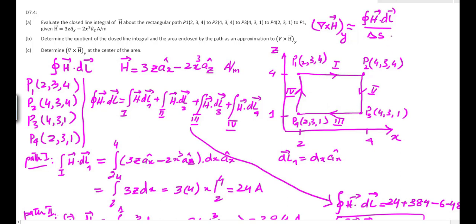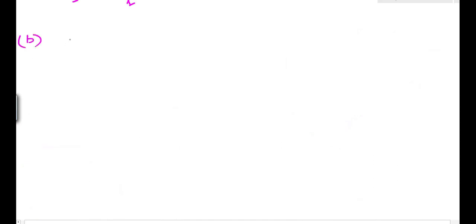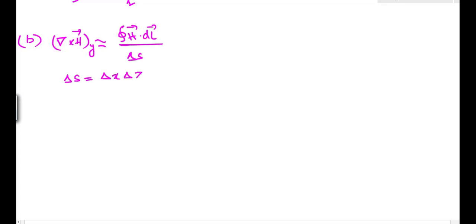So this delta s is nothing but delta s equals delta x into delta z, the multiplication of the sides. So let's do this. In part B you have to find this del cross H approximation, that is the line integral over the surface area. The surface area of this patch is delta x into delta z.